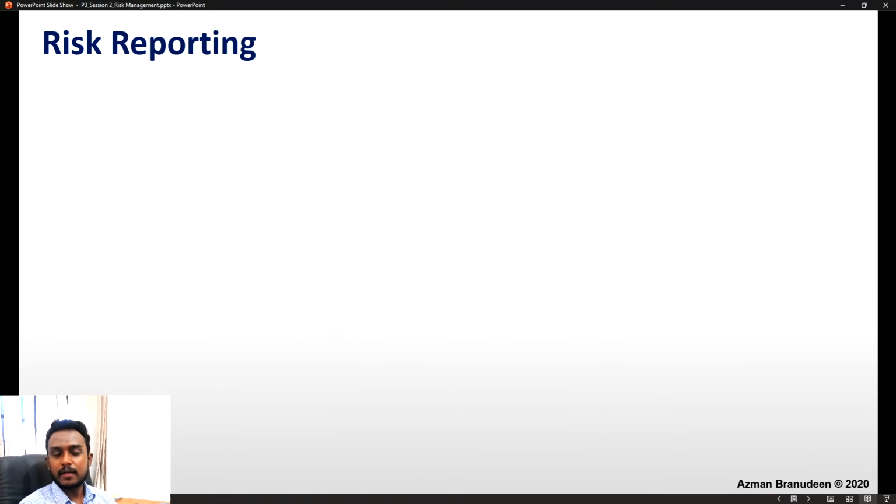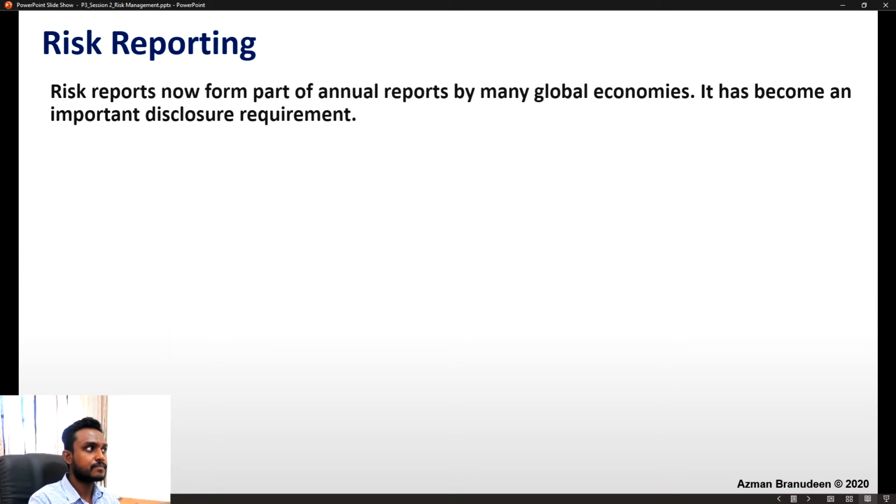Now we arrive at risk reporting. Embedded even in the COSO ERM framework, you would have realized the eighth component was monitoring, but you can't just monitor, it has to get reported. So risk reporting is fundamental, in the reactive aspect of things but also in the proactive aspect of things. Risk reports now form part of an annual report in many global economies. It has become an important disclosure requirement.